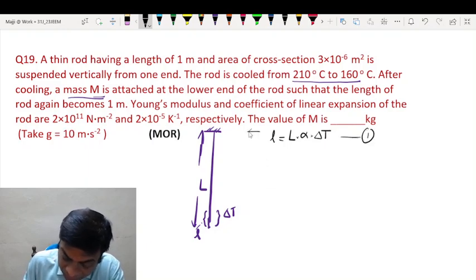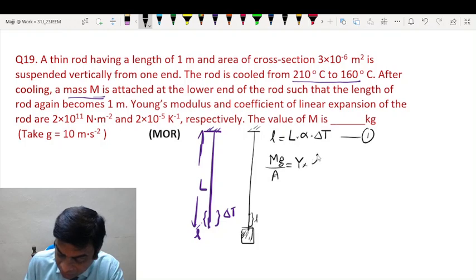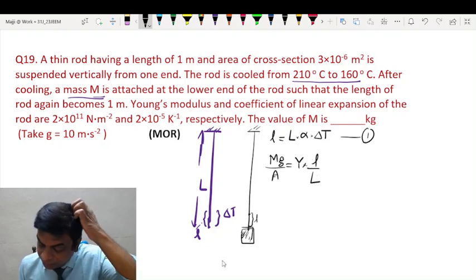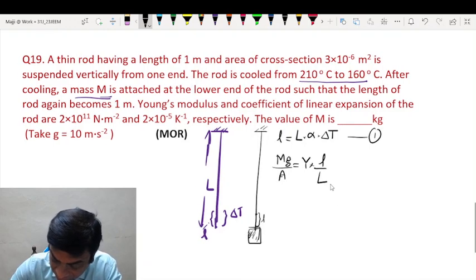Then now in the second situation, a mass is attached at the lower end, so that the increase in length is again the same, so that it regains the original length. Okay. So here we have stress is equal to Y into strain.